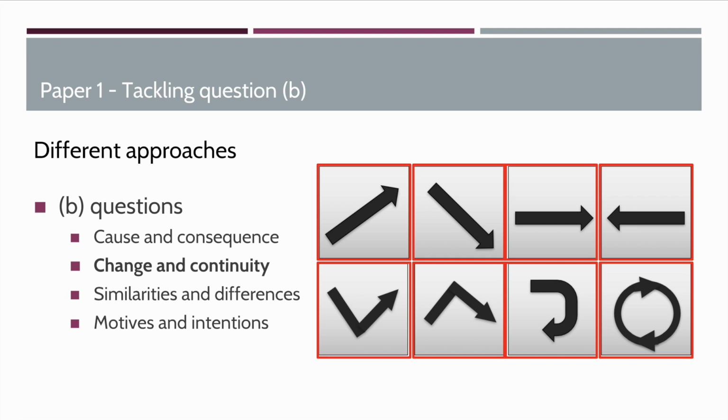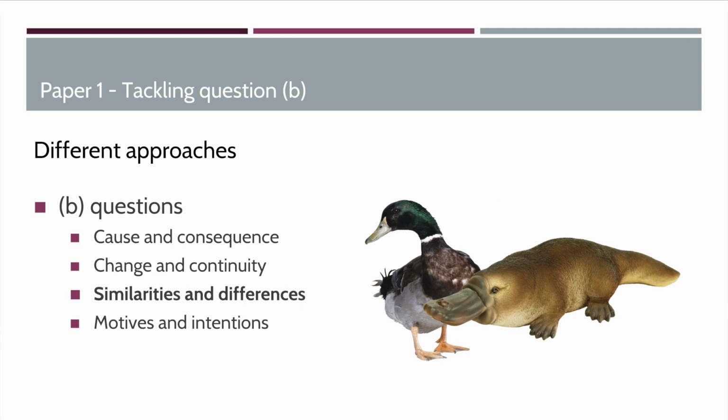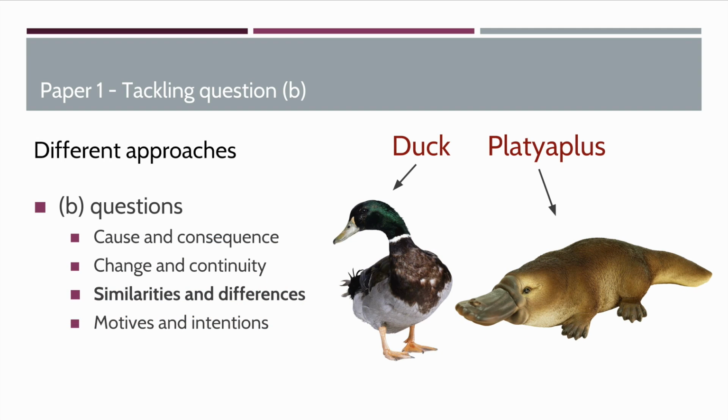The third type of question that could appear, and this is a very common one, is looking at similarities and differences. For example, we have a duck and we have a platypus. They're 2 different animals, but as you may know, ducks and platypuses do have a lot of things in common with each other. Now, unfortunately, on a history exam, we don't get to have the opportunity to write fun essays like this, but I thought it would be a nice example to look at.